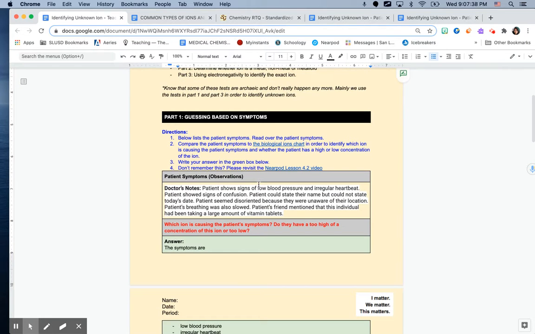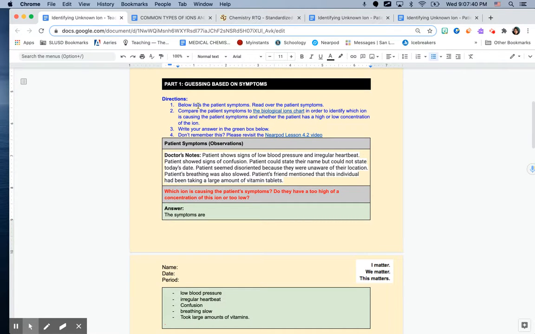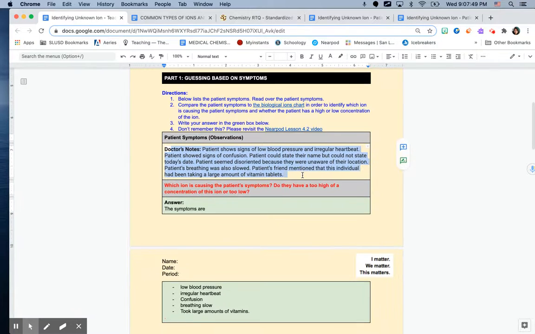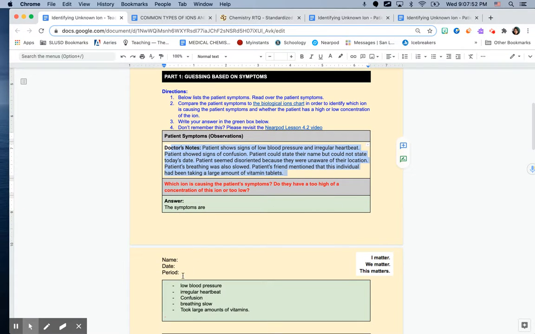So scrolling down to my example of part 1, notice that in this table here are the doctor's notes with the patient's symptoms. As you read this to yourself, I highly recommend you list out the symptoms below. So for example, the patient shows signs of low blood pressure and irregular heartbeat. You want to note that for yourself, as well as signs of confusion, and so on and so forth. These are all the symptoms that I picked up from reading the doctor's notes.